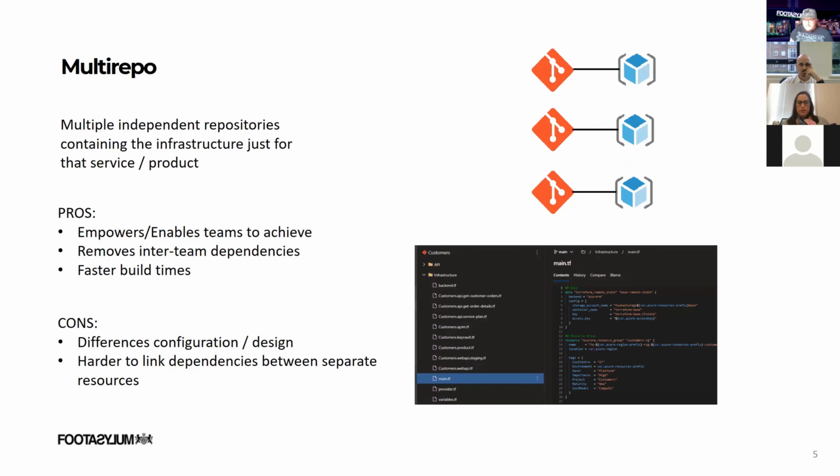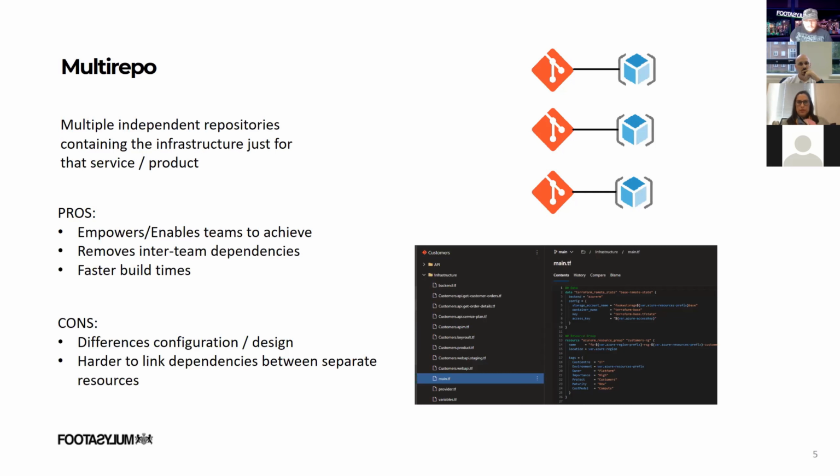So the Multi-repo strategy, which is where we're exploring at the moment, is multiple independent repositories that contain the infrastructure targeting a particular service or product. The pros are that this empowers the teams to achieve their goals. They are free to make their own design choices and their own mistakes to a degree. It removes that inter-team dependency, so there's no team blocking that work from being released, and ultimately that leads to faster build times.